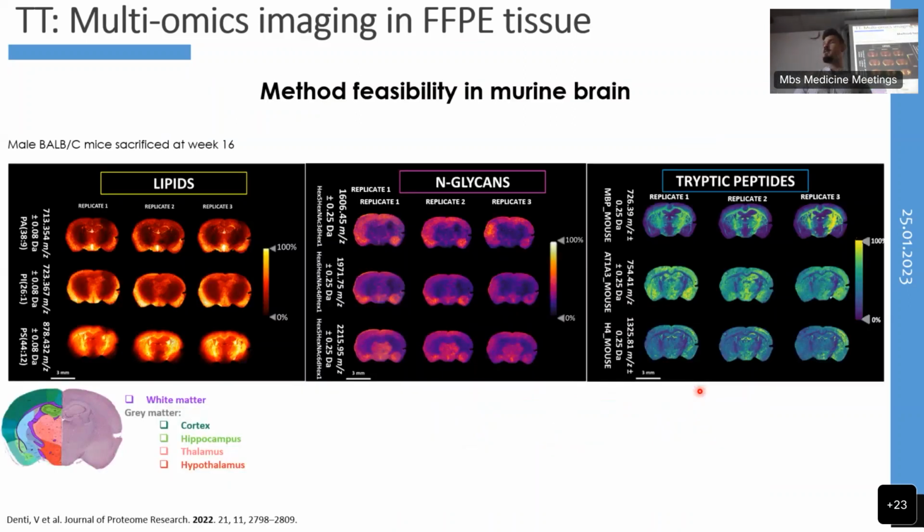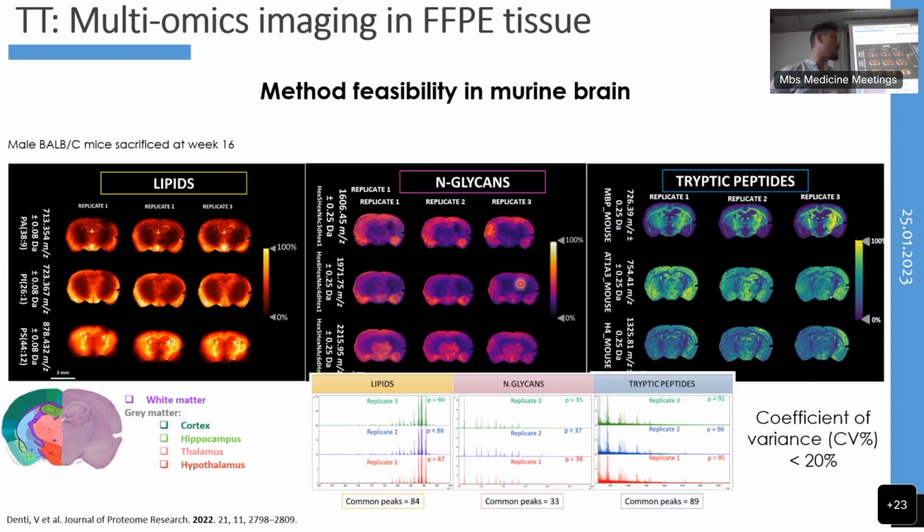The first thing that we did is we wanted to assess its feasibility. In order to do this, we started with a standard tissue, some murine brain tissue that we obtained in collaboration with the group of Professor Cavalletti. Here, these are just three examples from three technical replicates. We found straight away that the different biological molecules highlighted the various regions of the brain differently. For example, the lipids and the tryptic peptides, on the whole, tended to better underline the hippocampal formation, whereas the N-glycans better underline some of the structures within the cortex.